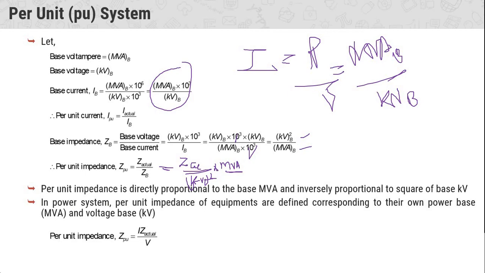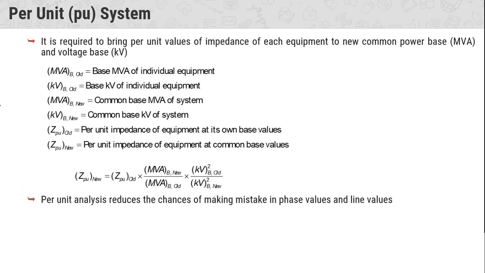In the power system, per unit impedance of the equipment is defined corresponding to its own power base MVA and voltage base kV. The per unit impedance ZPU is equal to I Z actual upon V. It is required to bring the per unit value of impedance of each equipment to a new common power base MVA and a voltage base kV.